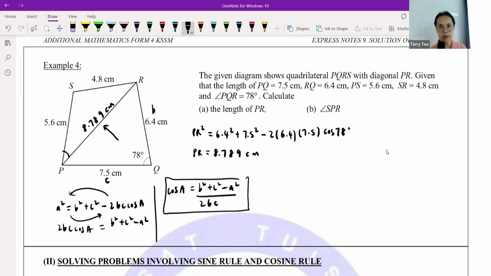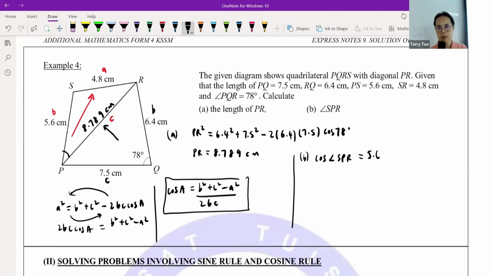Okay, like for example, I want to find SPR here, right? This is my part A, part B. We say cos angle SPR. You just have to identify which one is your A. A is opposite to this angle. So my A is 4.8. It doesn't matter which one is B, which one is C. I'll just call 5.6 as B, the other one as C.